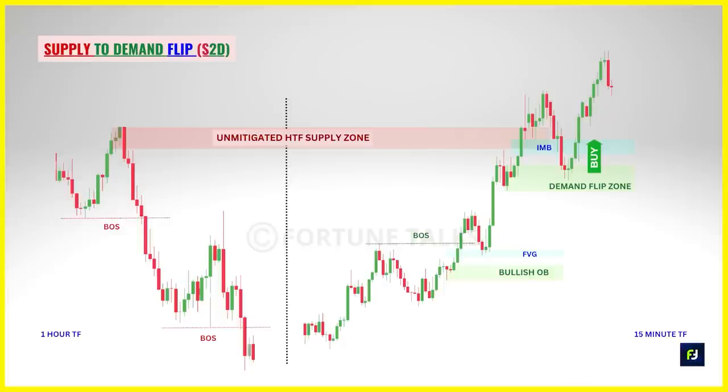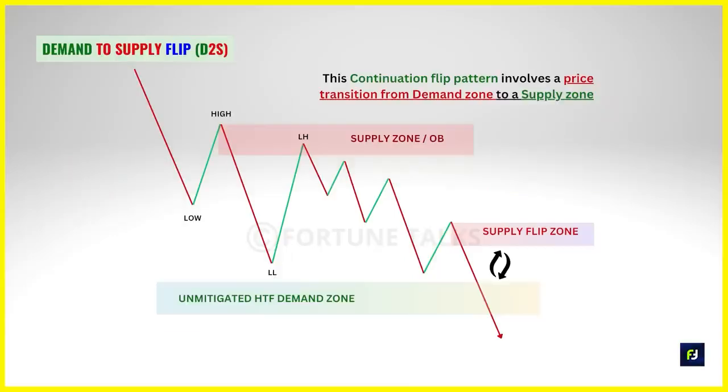Similar concepts apply to the demand to supply flip pattern as well. Let's talk about it now. In this pattern, the price shifts from a demand zone to a supply zone, suggesting a decrease in buying pressure and an increase in the selling interest, thereby indicating a potential continuation of the prevailing bearish trend.